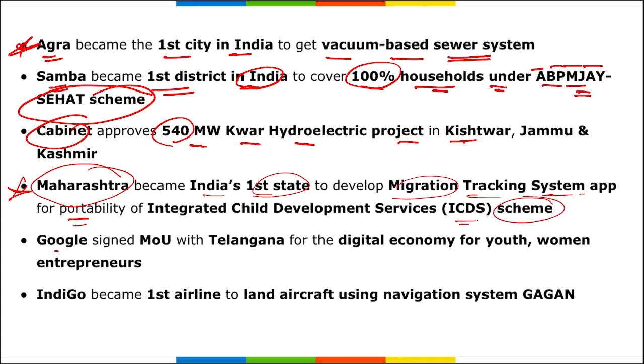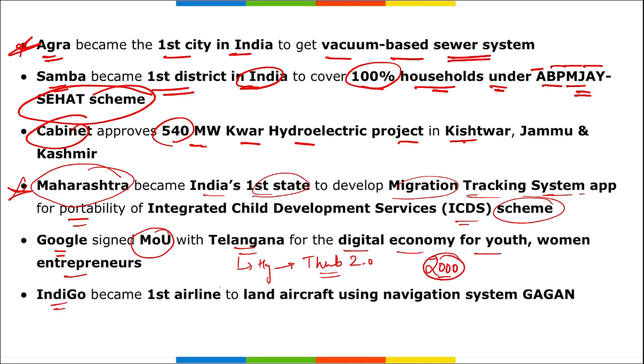Next, Google has signed a memorandum of understanding with Telangana for the digital economy for youth and women entrepreneurs. If you remember, in Telangana, Hyderabad, what was launched? T-Hub 2.0, that is Technology Hub 2.0, was launched in order to boost the startup ecosystem in that area. Around 2000 startups will be provided incubation in this technology hub.